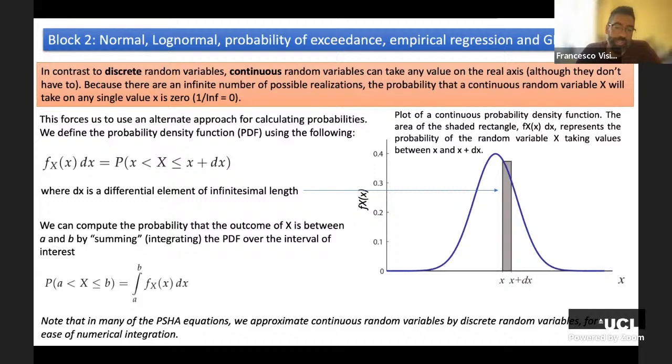And a side note is that sometimes we need to approximate continuous random variables by discrete random variables for ease of numerical integration.